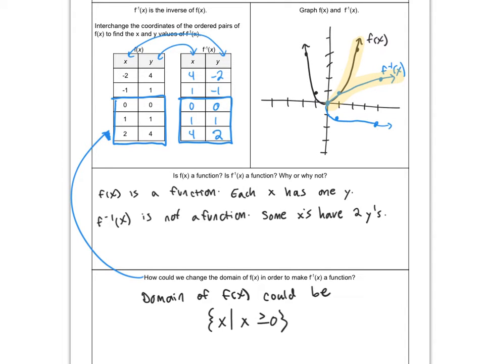So in order to make the inverse a function, we need to be sure that our original function is a one-to-one function. And if it's not, we need to just restrict its domain in order to make it a one-to-one function. So now we've got a basic picture of how the inverses of a quadratic function might work.